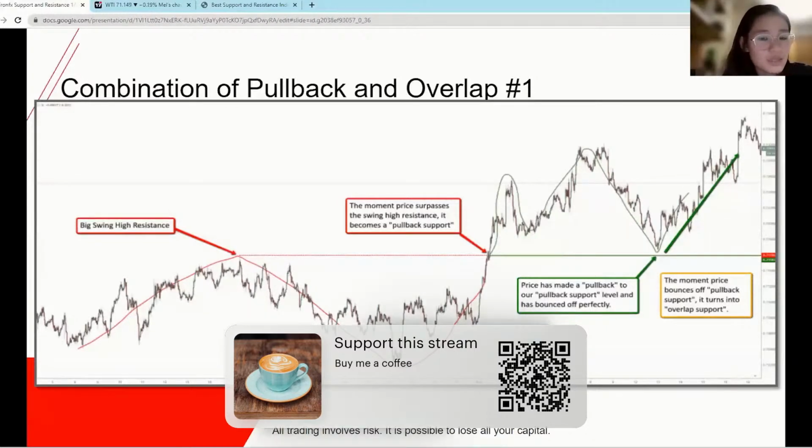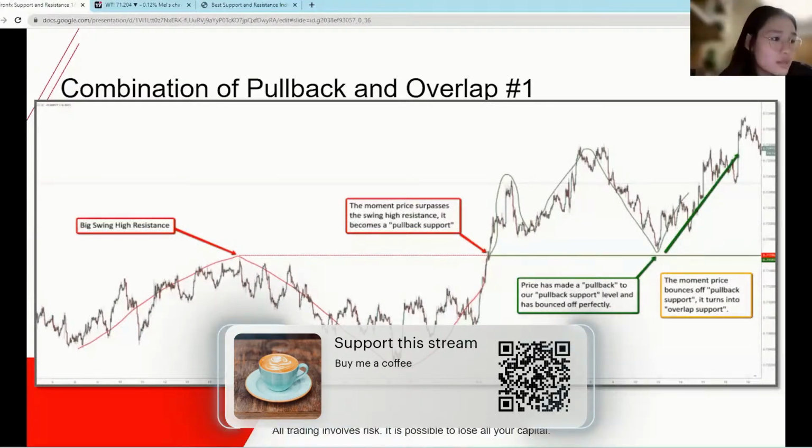Price surpasses this level and it becomes a pullback support level, where we can expect price to pull back or retrace to this level. So we're talking about the red area first. We have a swing high resistance, and then it reverses off of this level, retraces back, comes back to this level and then breaks that swing high resistance. Once it breaks it, it becomes a pullback support.